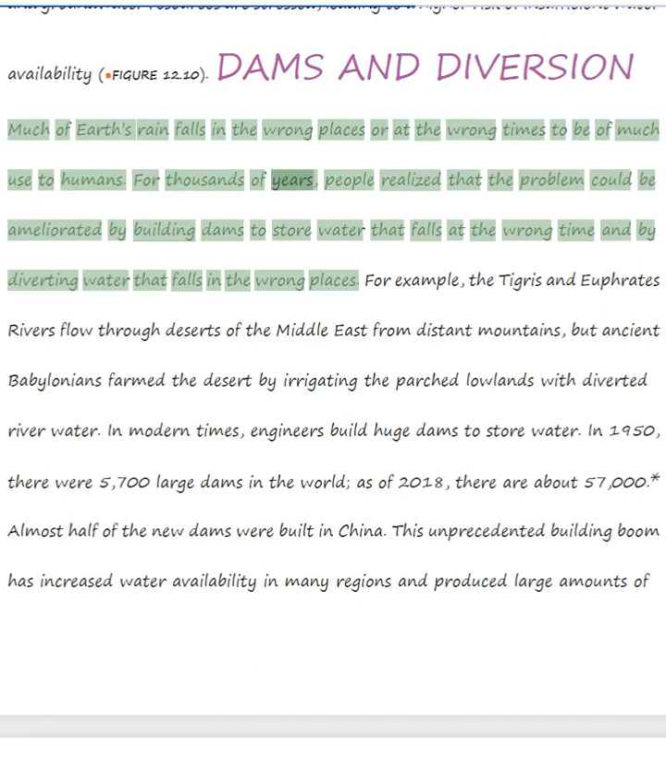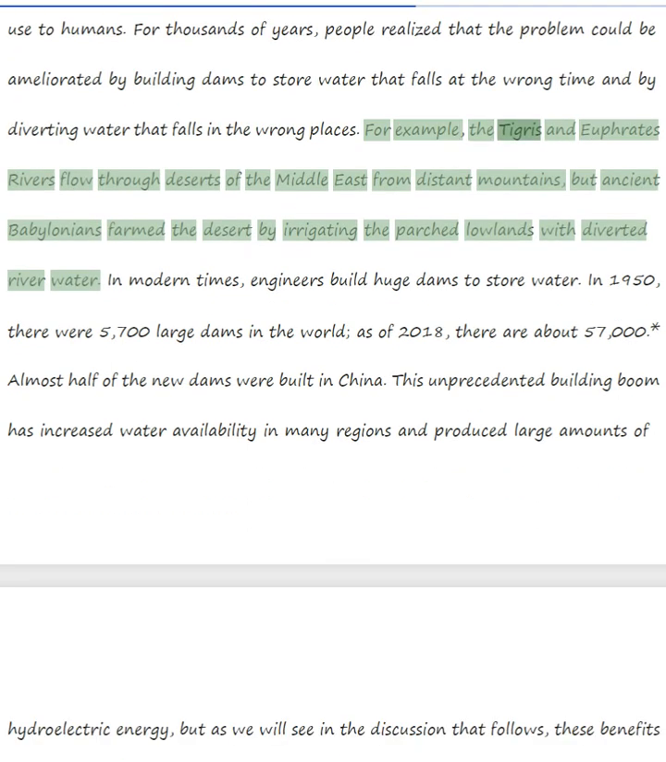For thousands of years, people realized that the problem could be ameliorated by building dams to store water that falls at the wrong time and by diverting water that falls in the wrong places. For example, the Tigris and Euphrates rivers flow through deserts of the Middle East from distant mountains, but ancient Babylonians farmed the desert by irrigating the parched lowlands with diverted river water.